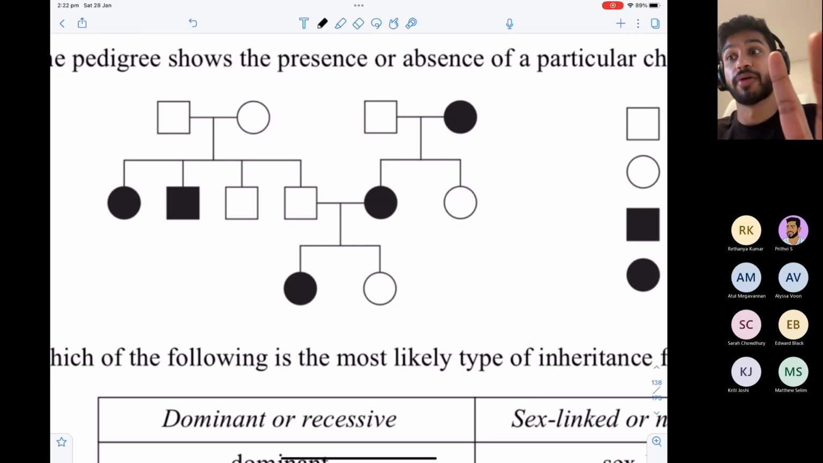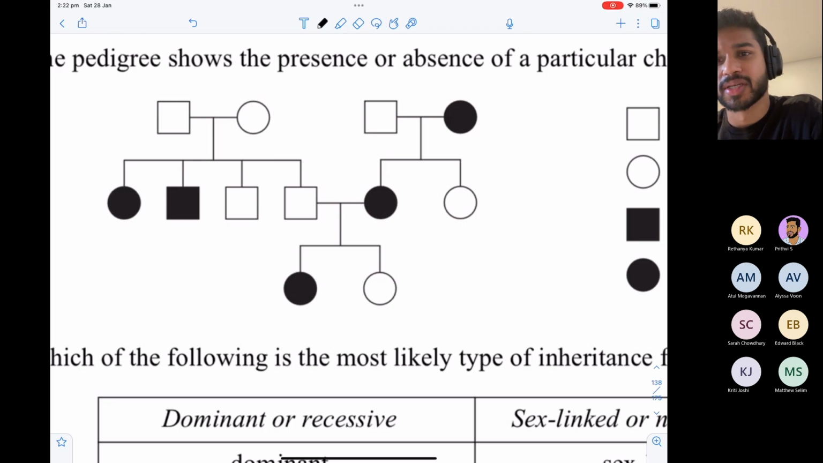Close. So the circles, remember, are females. The squares are males. Oh, sorry. So 1 male is affected. Good, right? Only one. There's so many males here, only one's affected. So I would try to be thinking this is not a sex-linked recessive condition, right?